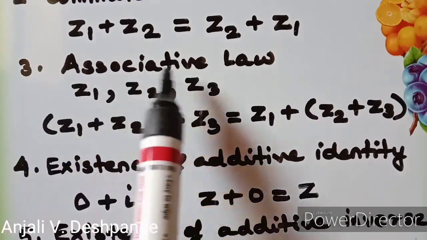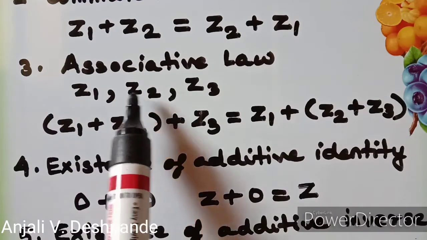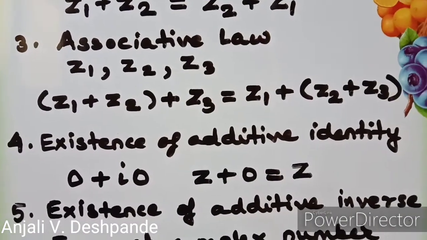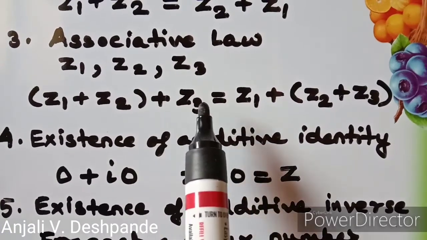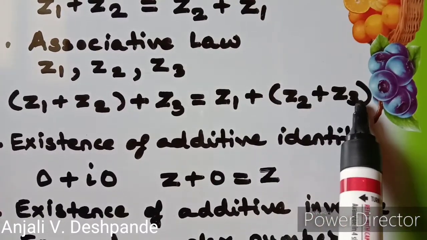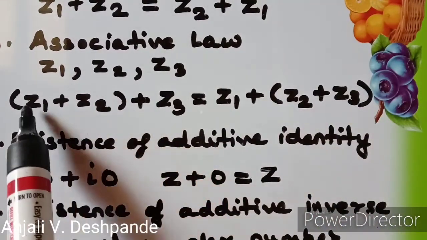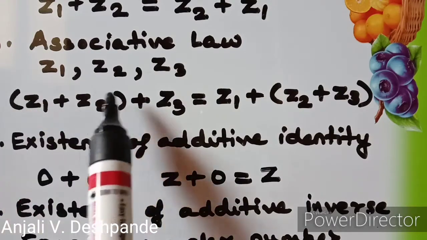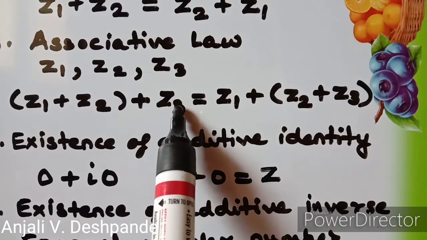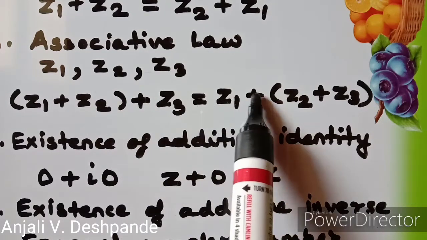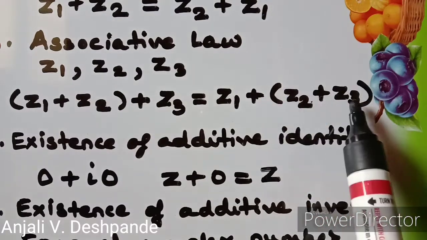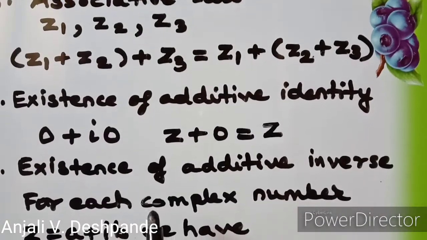Then third one, associative law. If z1, z2 and z3 are three complex numbers, then we have z1 plus z2 plus z3 is equal to z1 plus into bracket z2 plus z3. Notice the position of the brackets. Here in the first bracket we have z1 plus z2, outside the bracket we have plus z3. Now this is equal to z1 is outside the bracket plus z2 plus z3 is inside the bracket. So this is the associative law.